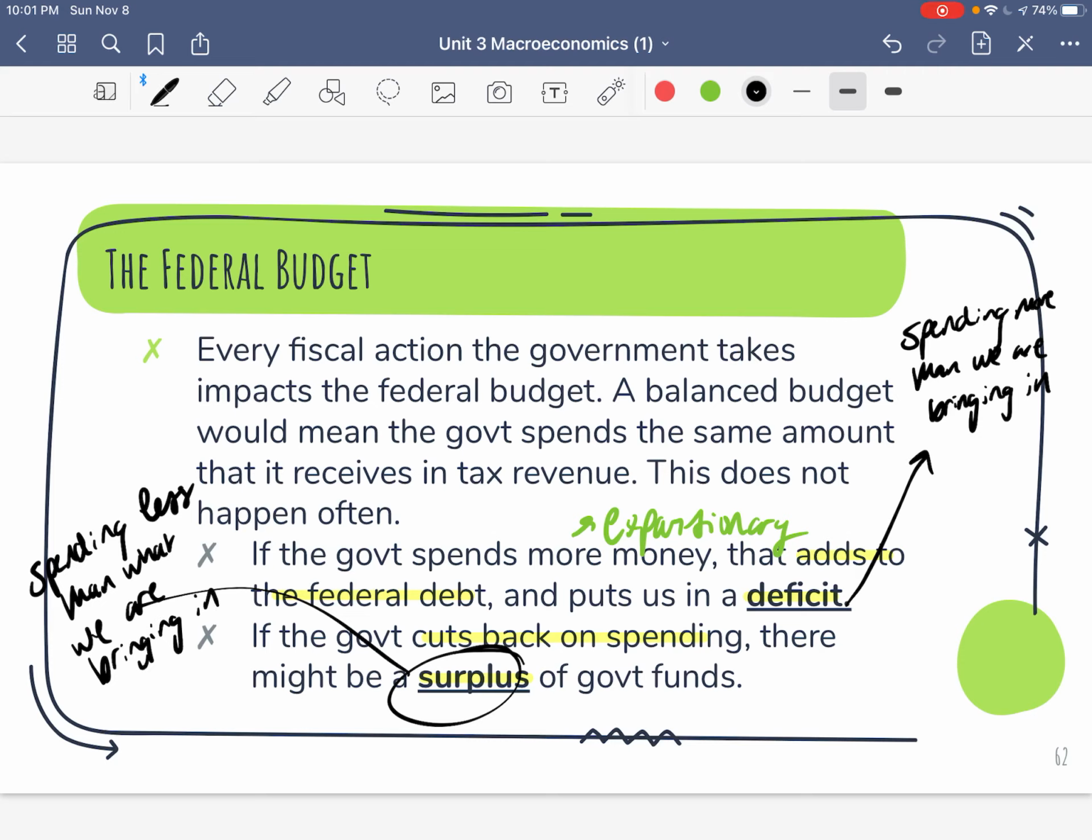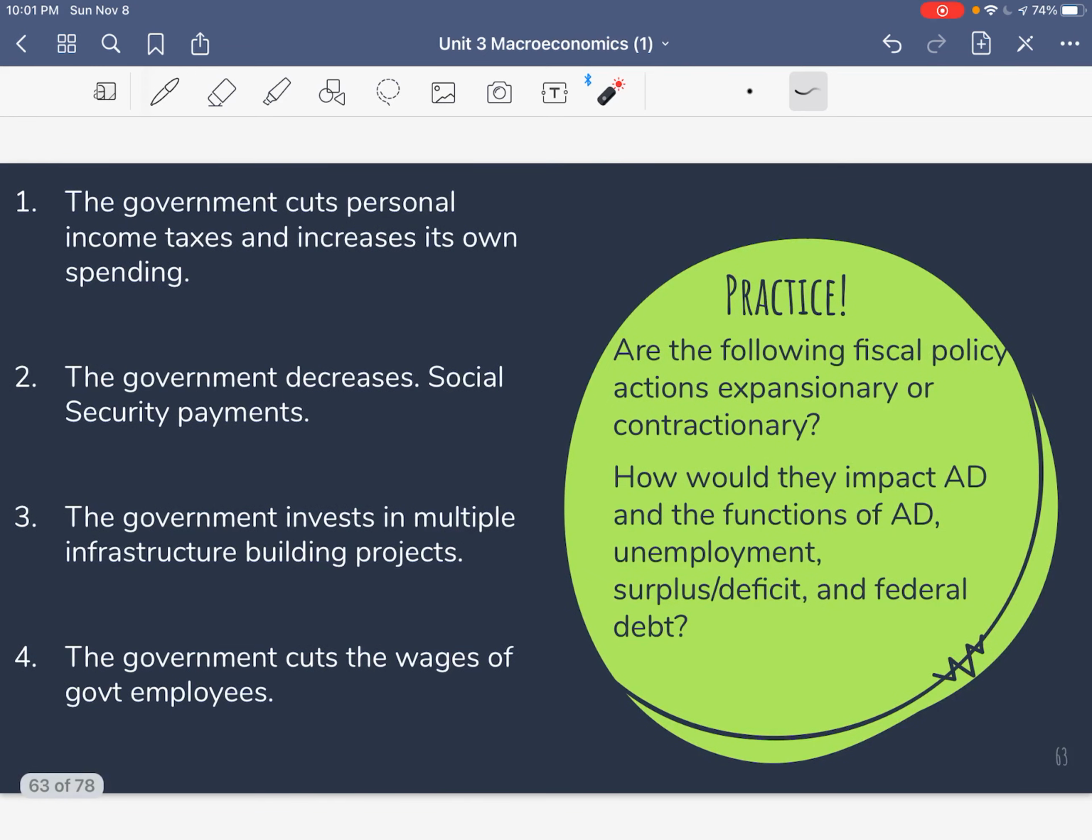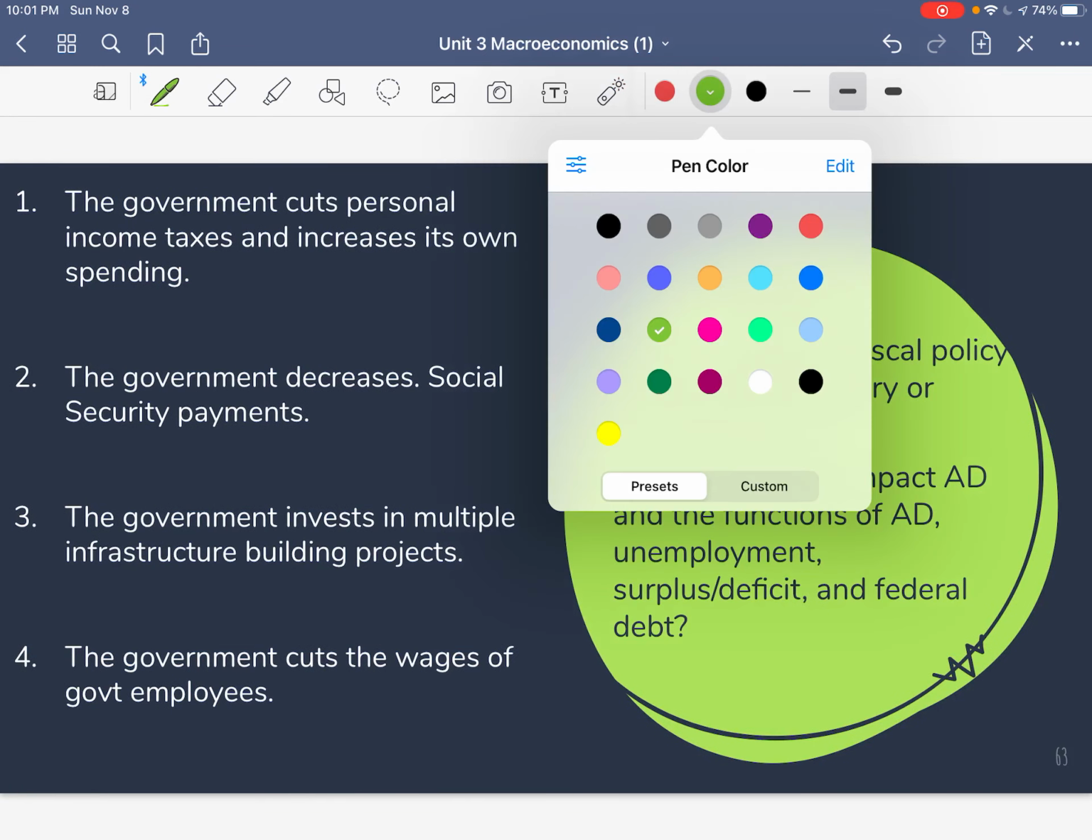All right, so a deficit would mean that we are expanding our economy, but it adds to the debt. A surplus would be usually caused when we are doing contractionary fiscal policy, and we are trying to chip away at that debt, and our budget is more balanced, and we're bringing in more than what we're spending, okay?